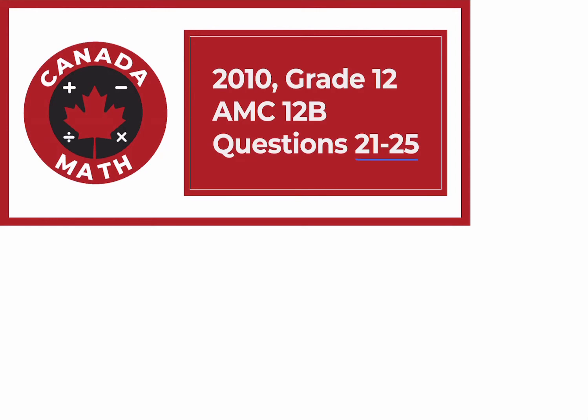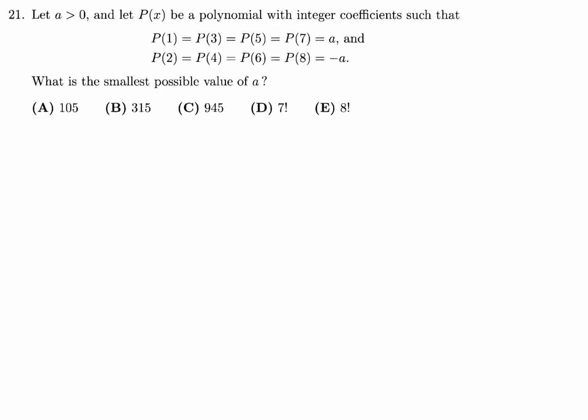Questions 21 through 25 on the 2010 grade 12 AMC 12B. Let a be greater than 0 and let p of x be a polynomial with integer coefficients such that p at 1 equals p at 3 equals p at 5 equals p at 7 equals a, and p at 2, p at 4, p at 6, p at 8 all equal negative a. What is the smallest possible value of a?